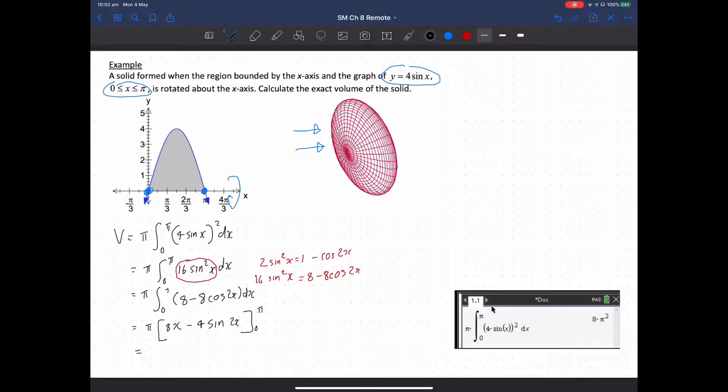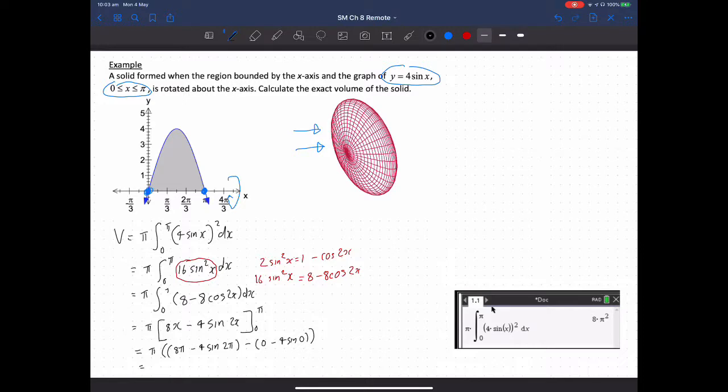We're now going to substitute in our value for pi. So there's a pi on the outside of the brackets. Inside the brackets, we have 8 pi minus 4 sine 2 pi minus, substitute in the 0, we get 8 times 0, which is 0, minus 4 sine 2 times 0, which is 0, so that's also going to come to 0.